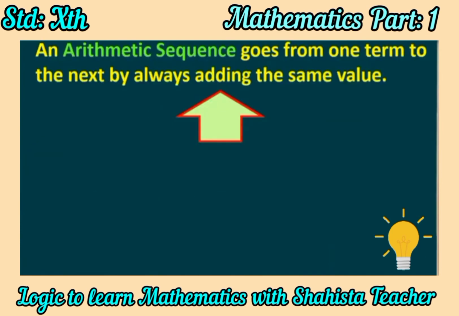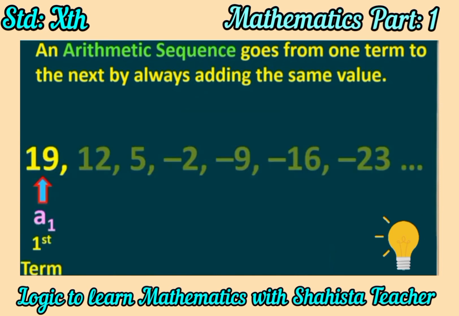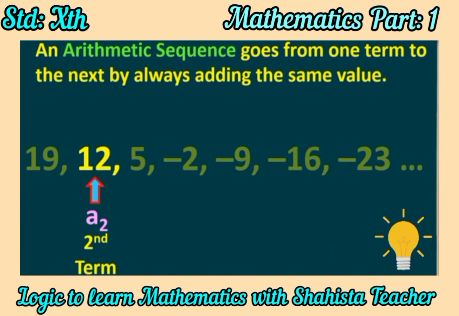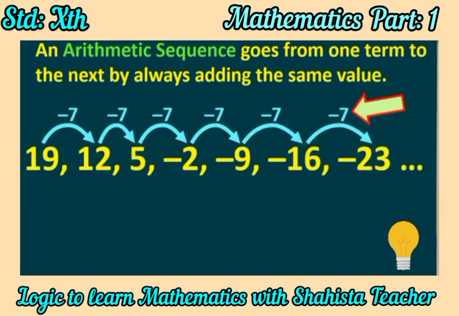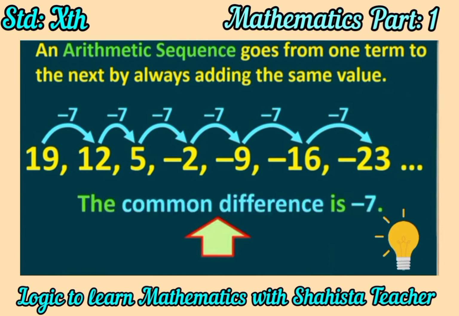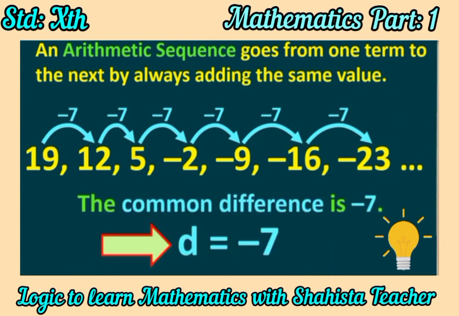Is that clear? An arithmetic sequence goes from one term to the next by always adding the same value. Remember this, we have to add the same value, okay, to get the next term. So A1 is equal to 19 is the first term. A2 is equal to 12, that is the second term. Now here everywhere we get the same number, that is minus 7. The common difference is minus 7. Is that clear? So D is equal to minus 7 is the common difference. So simple and easy to understand.